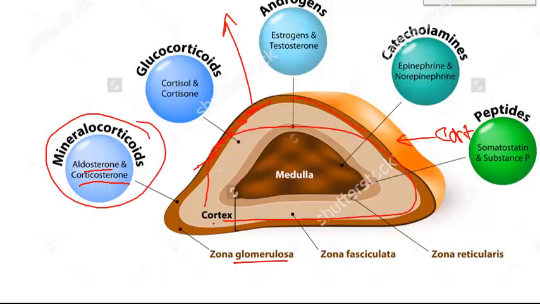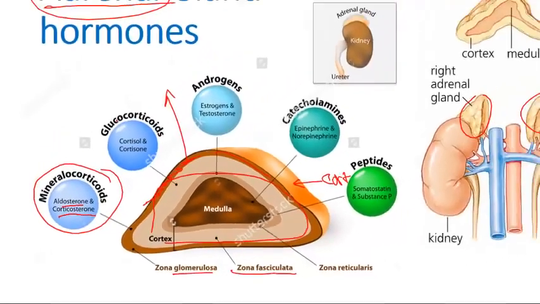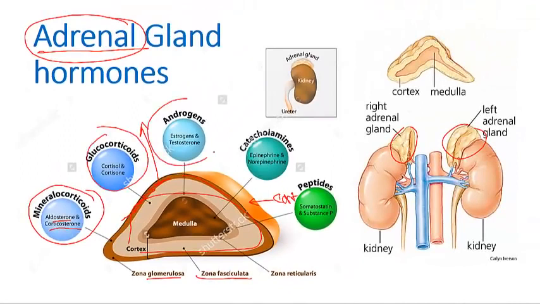The second one is the zona fasciculata, which secretes glucocorticoids and androgens together. These glucocorticoids include cortisol and cortisone, and androgens stimulate androgen activity. We'll see the function of these later, but let's say the third one is the zona reticularis.